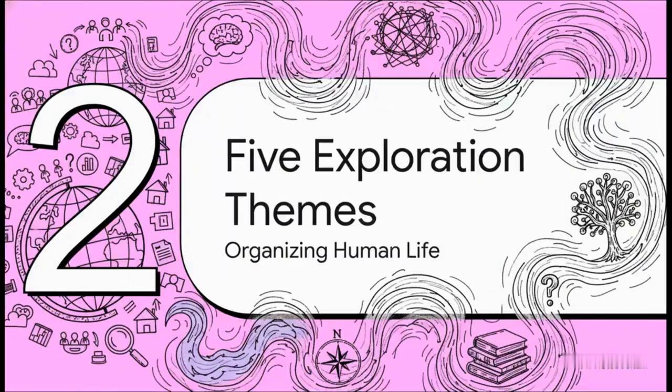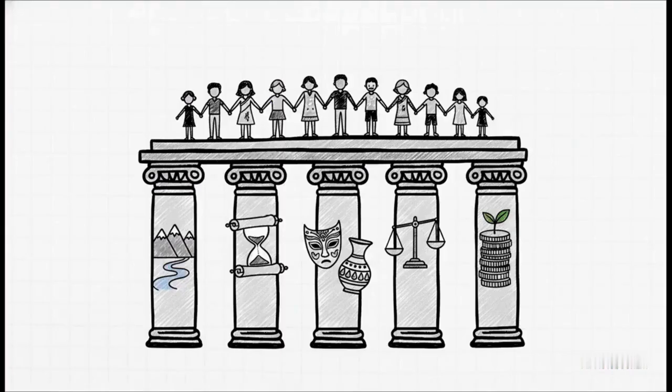Moving right along to section 2, the 5 exploration themes. To make sense of all this overwhelming complexity, we definitely need a system to organize our understanding. The crucial point here is that instead of getting intimidated by dense academic words like sociology or anthropology, we can just use 5 broad, really accessible themes. We explore how our physical land shapes us, how the tapestry of our history guides our present, how our cultural heritage forms our identities, how we handle governance and democracy, and finally the economic life that sustains us all. Honestly, these are the 5 pillars that hold up human society.